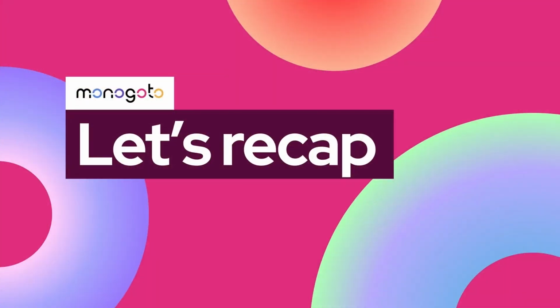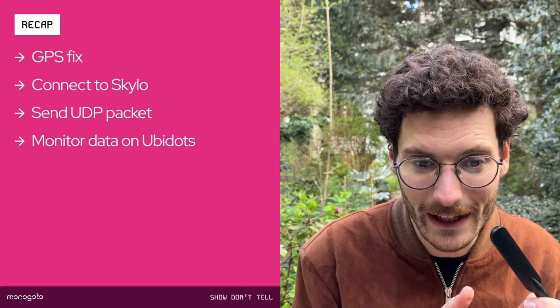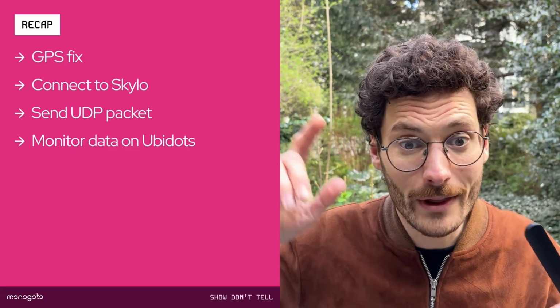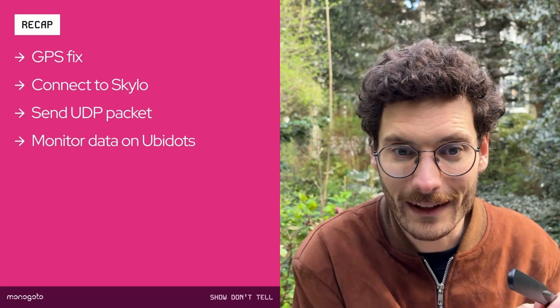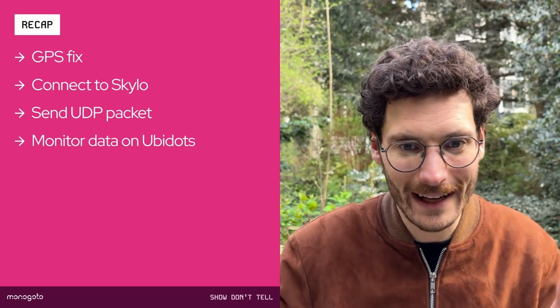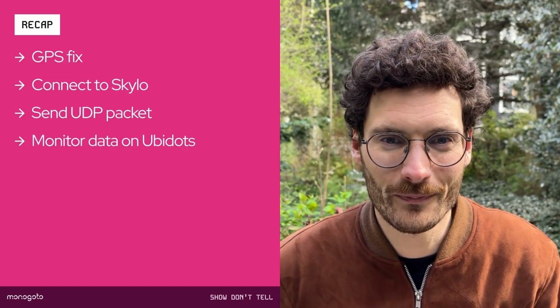Let's recap. We took this device outside. We waited to get a GPS fix. Then we connected the device to Skylo's satellite. We defined a UDP packet. We sent it to Ubidots and we analyzed and monitored the data within the Ubidots platform. Everything came together. Even the sun is now coming through. What a day. And the good thing is, you can do this.